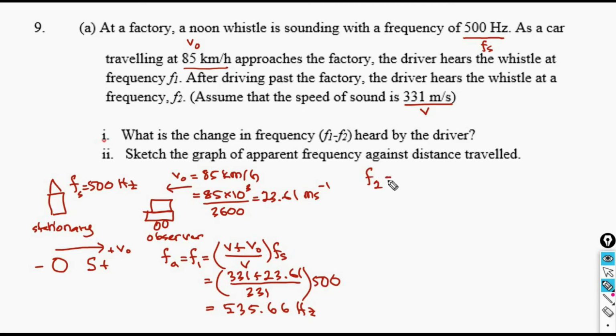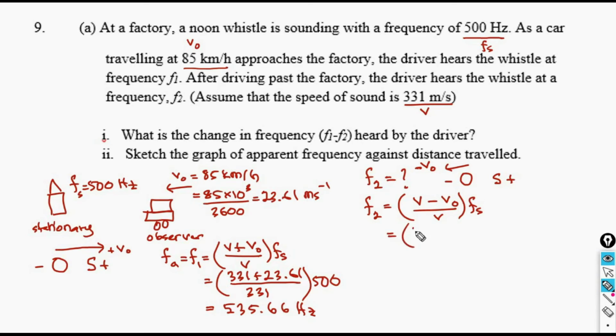Next, what is F2? The frequency heard by the driver after driving past the factory, meaning the driver moves away from the source. Let's sketch this. Observer is negative, source is positive. The observer moves away, so V naught has negative sign convention. So F2 equals V minus V naught over V times Fs.